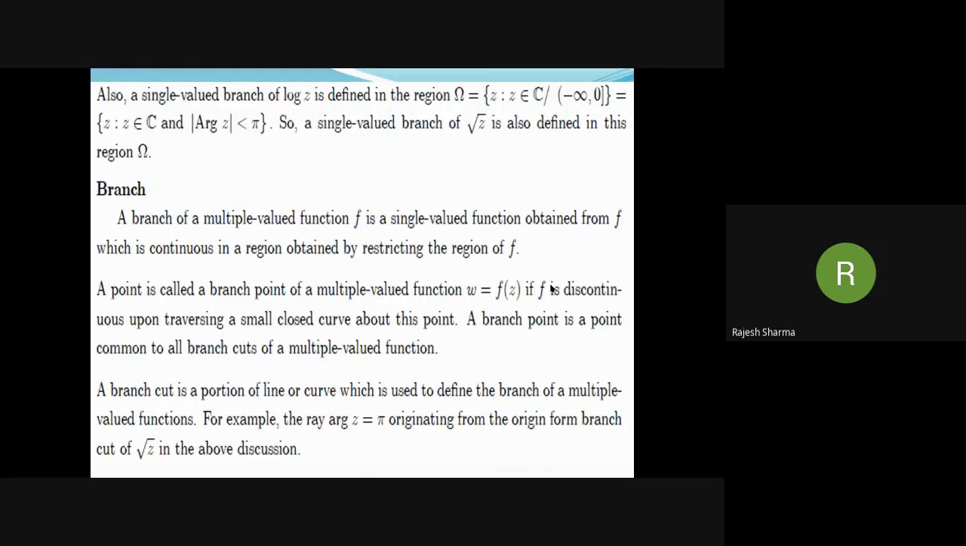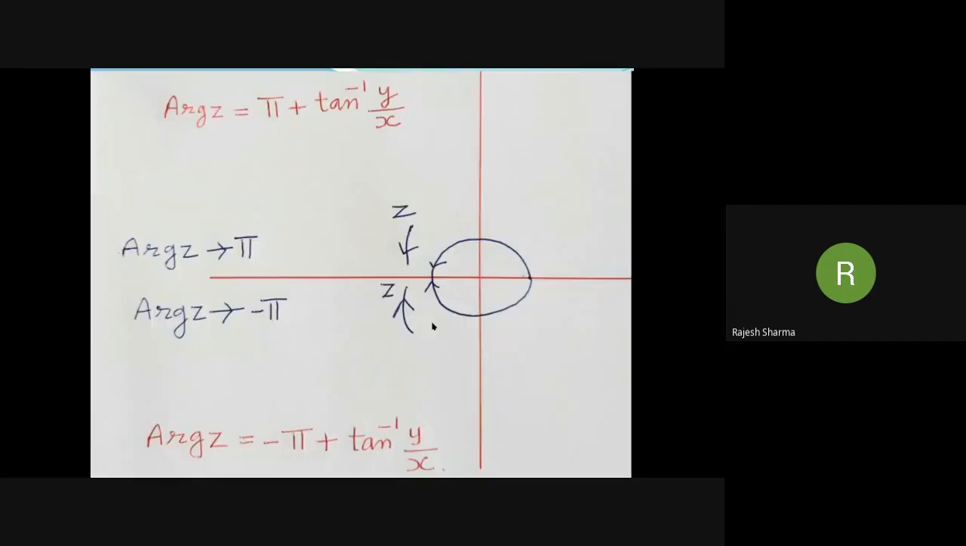We will discuss the branches of other functions in some other videos in detail. Here we note that a branch of a multiple valued function f is a single valued function obtained from f which is continuous in a region obtained by restricting the region of f. Also, a point is called the branch point of a multiple valued function if f is discontinuous upon traversing a small closed curve about this point. For example, here we have this log z is not continuous along this line.